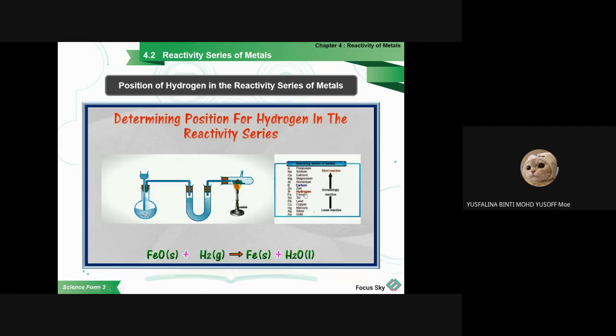Okay, so now your reactivity series is already complete. Why didn't we put the carbon and hydrogen together from the start? Because this is a reactivity series of metals, and carbon is not a metal. Hydrogen is a gas, right? So you cannot include it earlier. We have to do another experiment to conclude where the positions of hydrogen and carbon are.